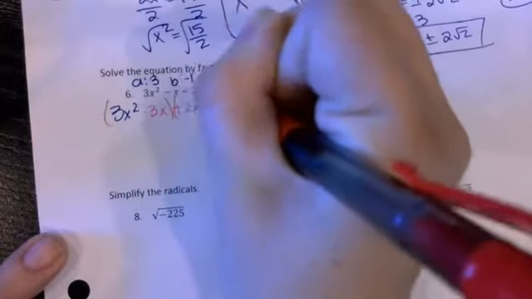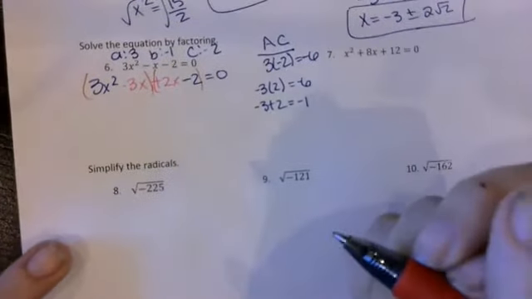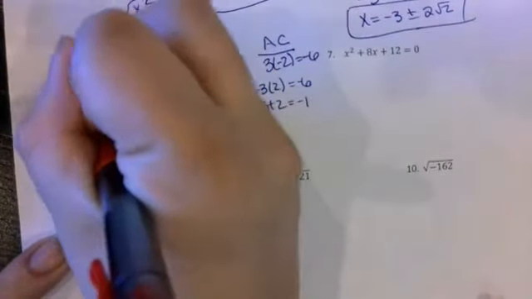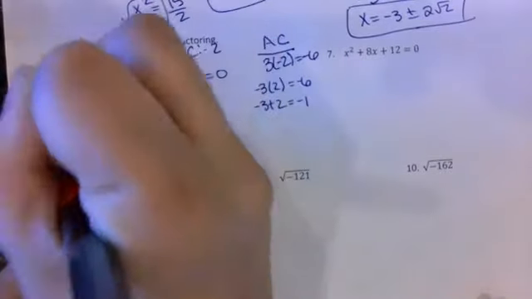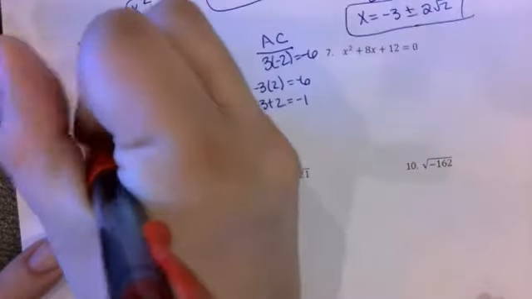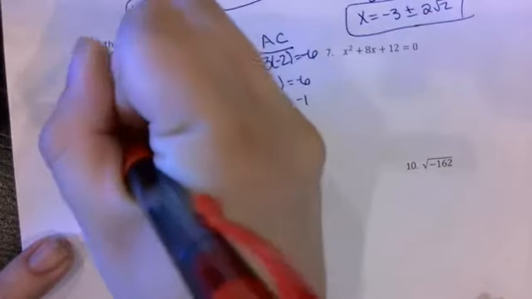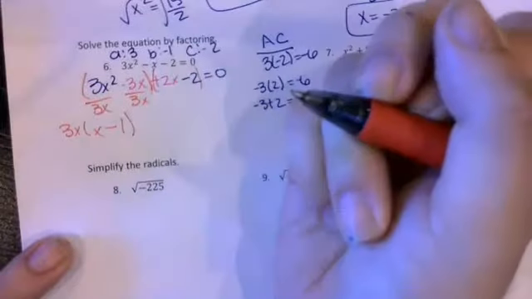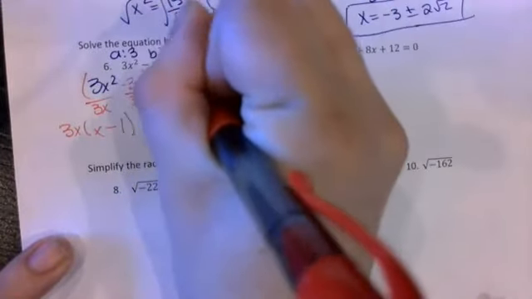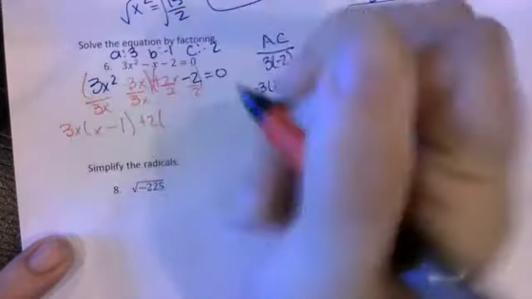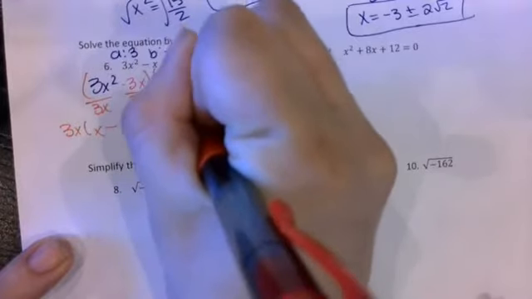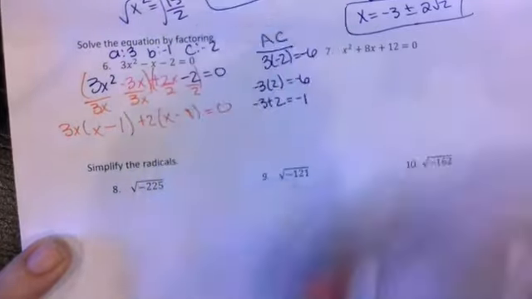So that's going to be my first group and my second group. My first group has 3 x's in common. So I take that out and write that out front. 3x squared divided by 3x is just x. Negative 3x divided by negative 3x is 1. My second group has 2's in common, so I'm going to take out a 2 and write that out front. Then I have x minus 1 on the inside.